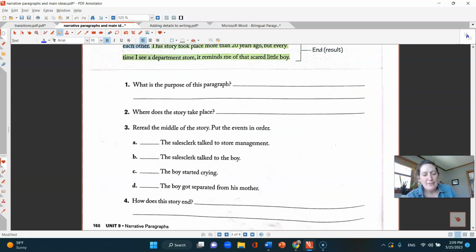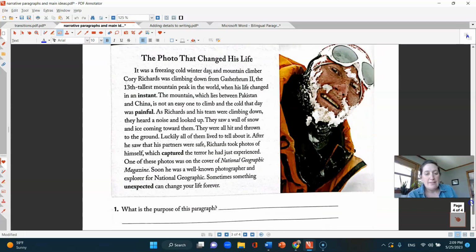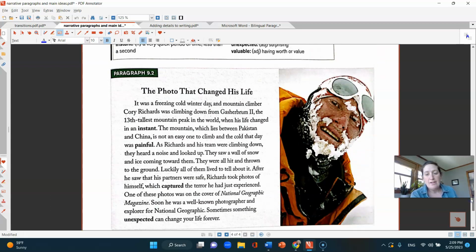But let's look at another one that they give us that's about another person, and it's based on a photo. So this one is called The Photo That Changed His Life. So pause the video and take a moment to read this paragraph.